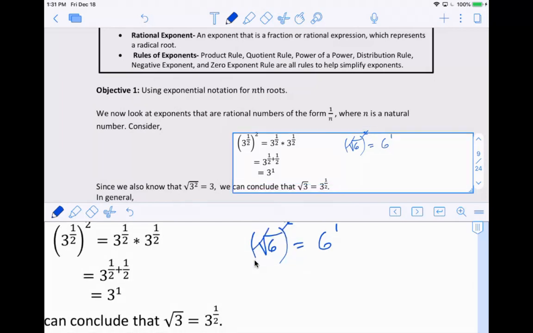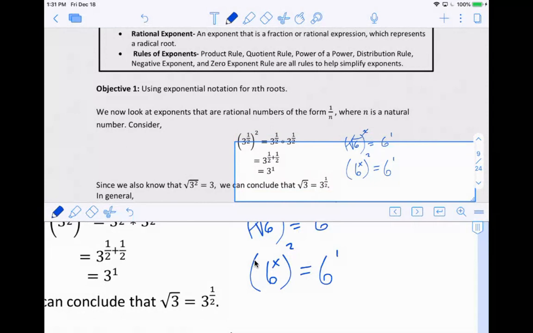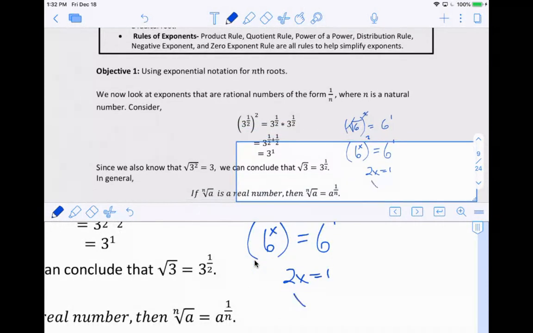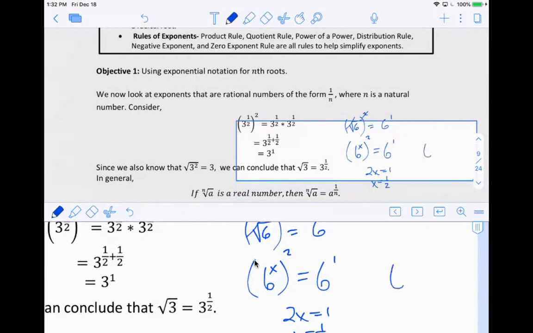If I had 6 to some power and I raise that to the second power, then I could force this to equal 6 to the first if I have found out what x was. Basically, what would x be? If I had something times 2 equals x, so 2x equals 1, and it looks like x would be 1/2. In other words, if I were to plug in 1/2 here, and I times that by 2, I get back to 1.